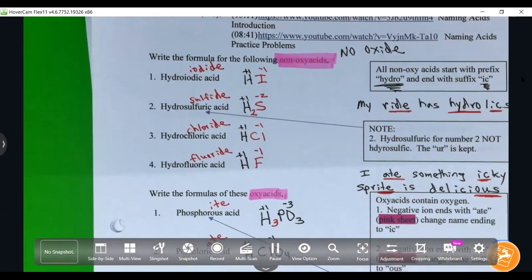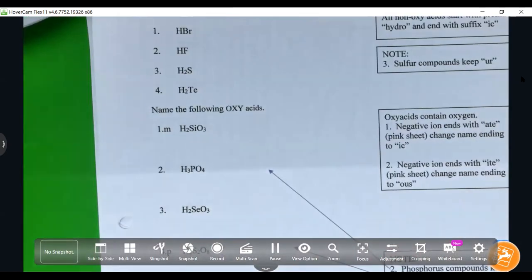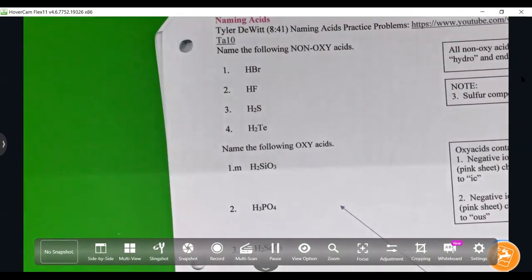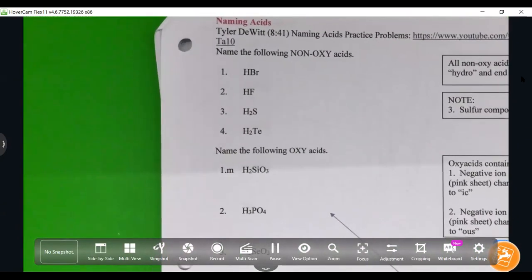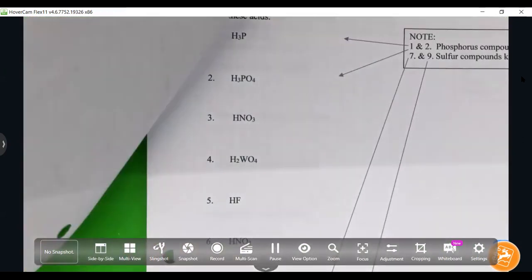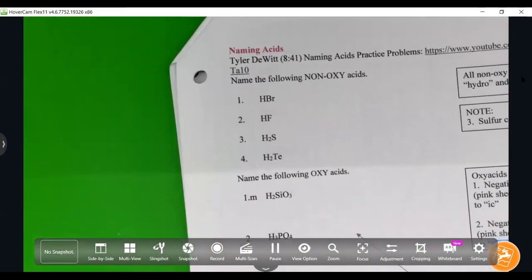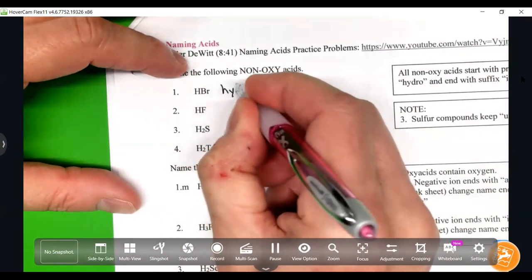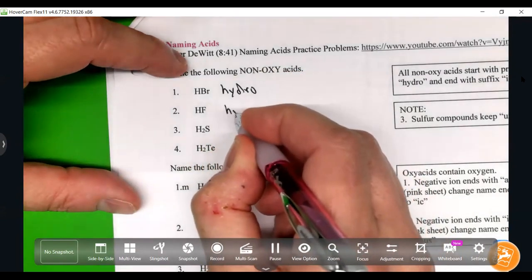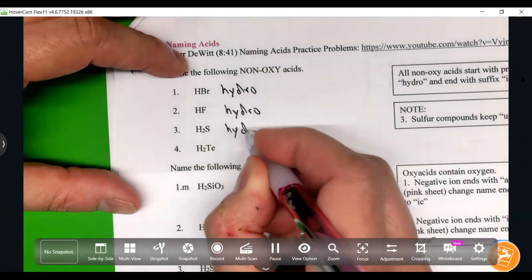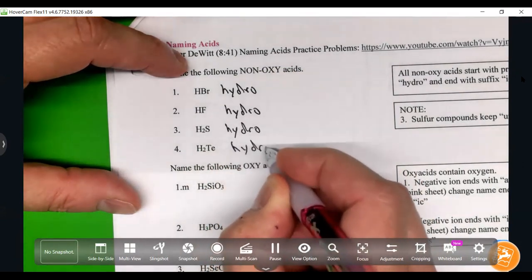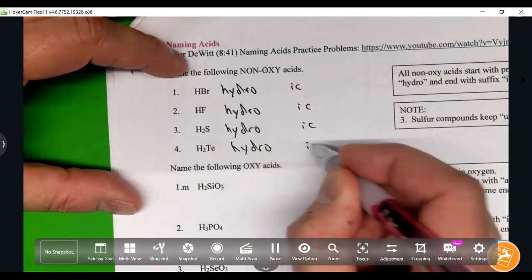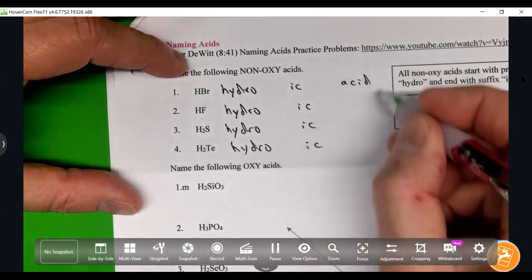So on the next page, we write the names. We know these are all going to start with hydro. We know they're all going to end in ic, and then we're going to add acid.